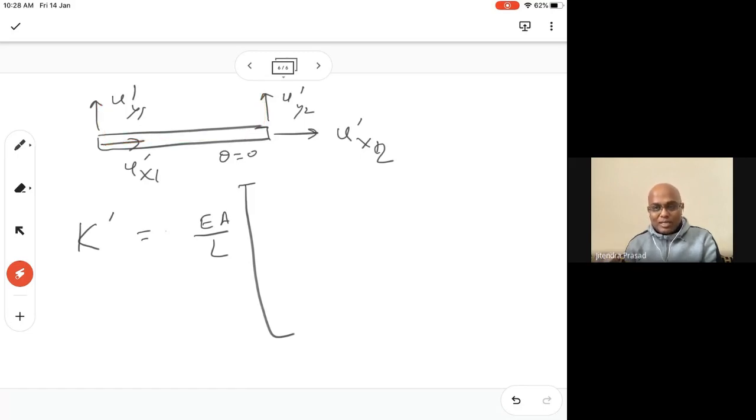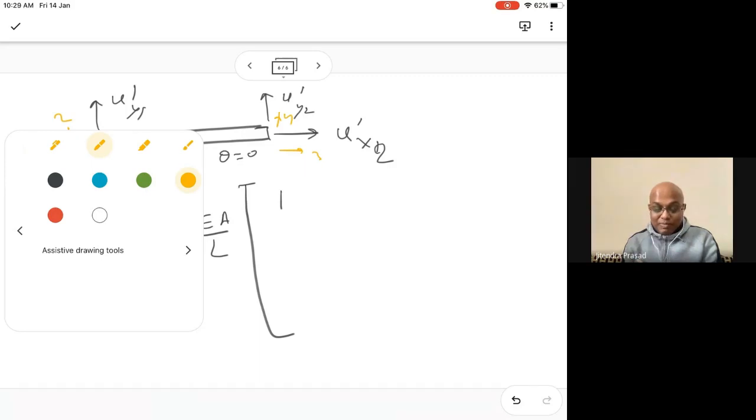But still we are writing it so that it is easier to rotate it and then calculate the stiffness matrix, right? So in that case, how will you write? We will write it as 1. Let's count the degrees of freedom. The degree of freedom here is 1, this is 2, this is 3, this is 4.